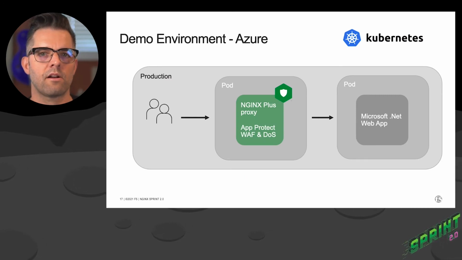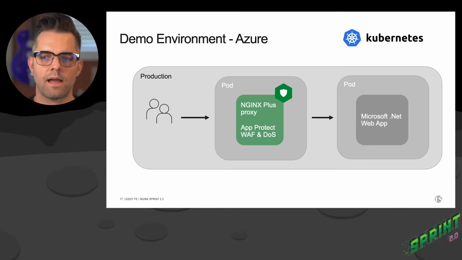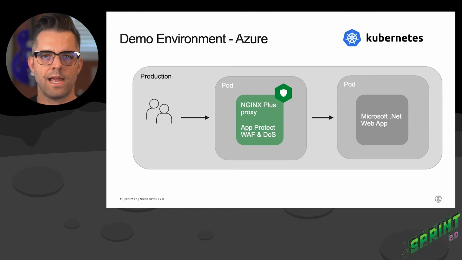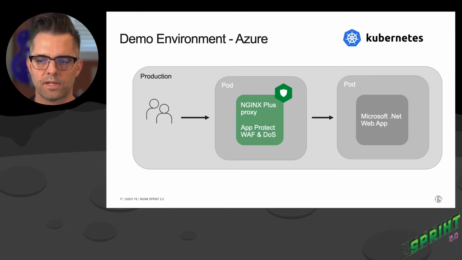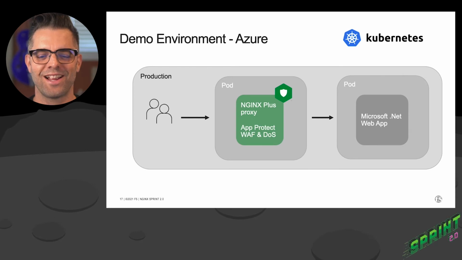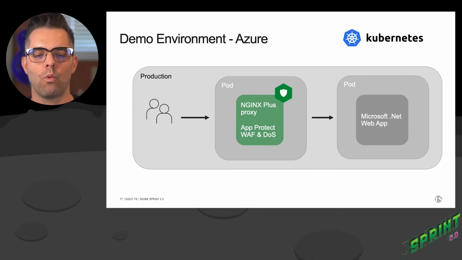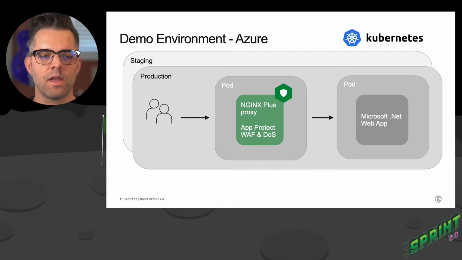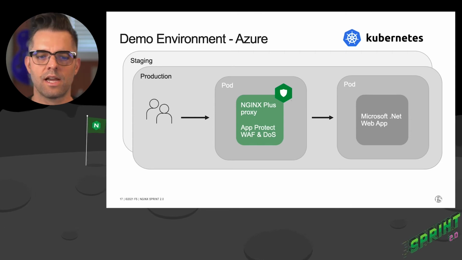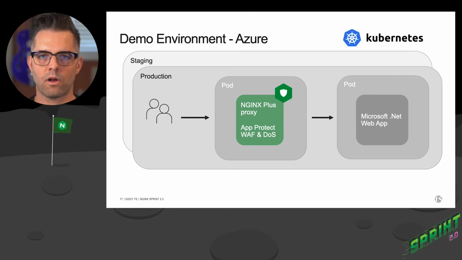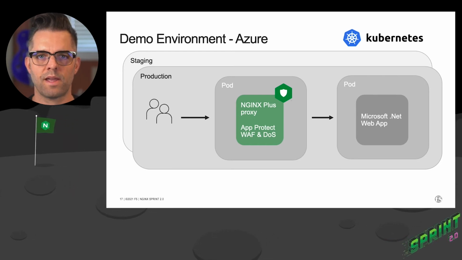All right. A little bit more about our environment and our application. Our application consists of two pods. On the right, it's going to be a Microsoft .NET web application, just a demo, fictitious web application that you're going to see the code for, as well as a pod running a container of NGINX Plus as our proxy server, and NGINX App Protect web application firewall and denial of service module. So that represents our production environment, but also you're going to see that in our staging environment. These environments are isolated from each other thanks to Kubernetes namespaces that we're going to deploy into, but they're also alike in terms of feature parity and compatibility.